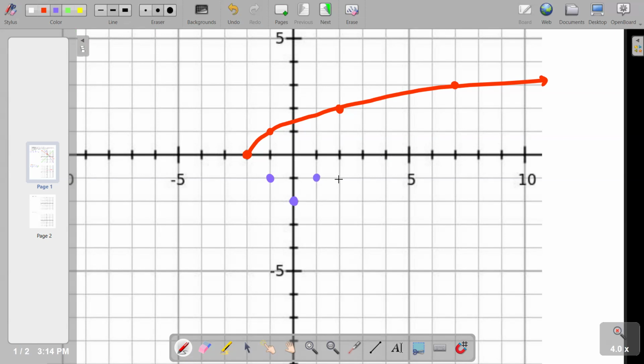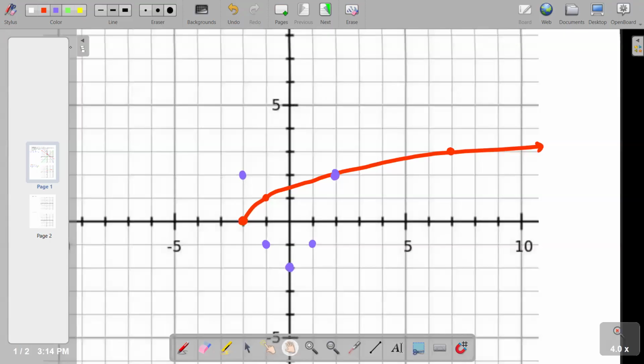So we got 1, 2, 1, 2, 3, 4. And then we got to go again. And I think we should do one more. We should go 1, 2, 3, 1, 2, 3, 4, 5, 6, 7, 8, 9. Like this.